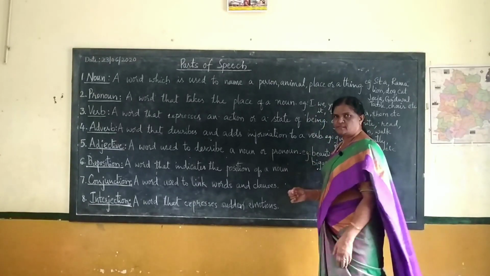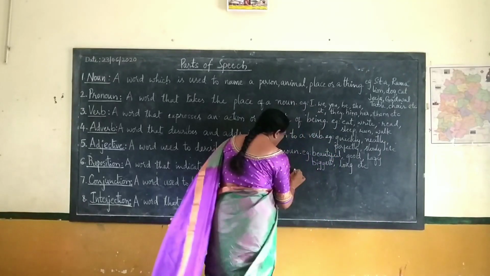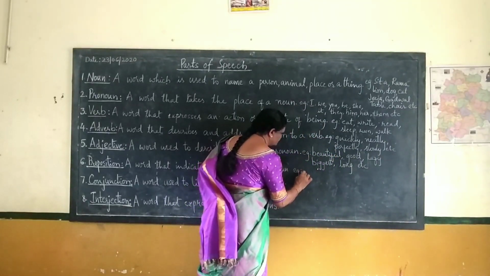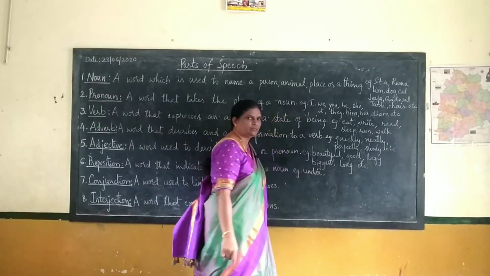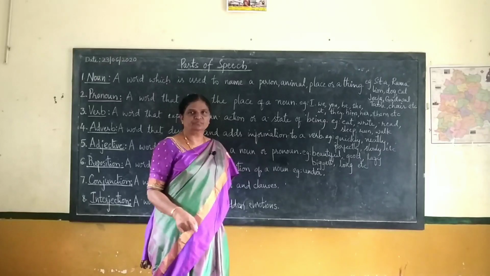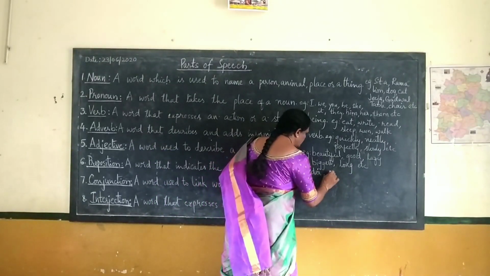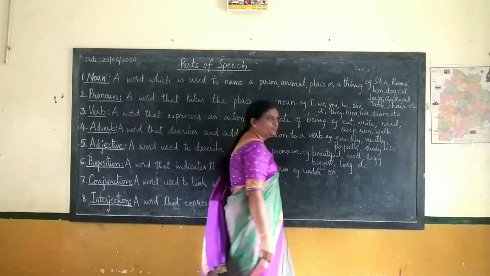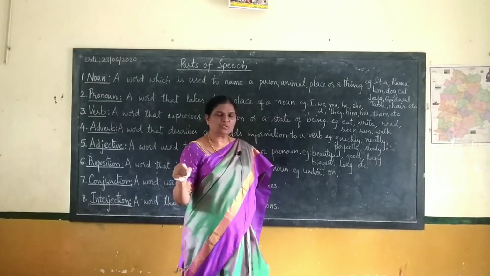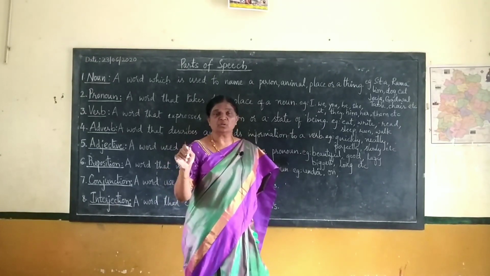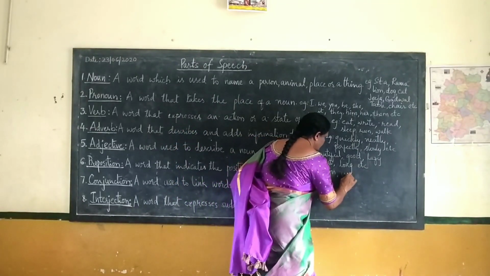See, if any book is under the table, we say under is a preposition. On: the duster is on the table. On. The book is in the bag. In. Where is the book? What is the position of the book? The position of the book is in. So, in.